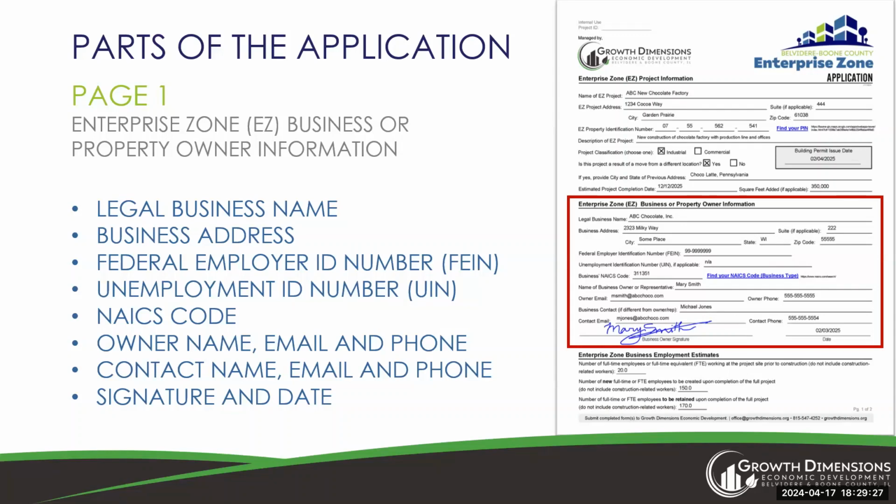At the bottom of the business or property owner information section, please include the business or property owner's name, email address, and phone number. This can also be a designated representative of the business. If there is someone other than the owner or designee that is the main contact, please also list that information. Then, the form needs to be signed and dated by the property or business owner.